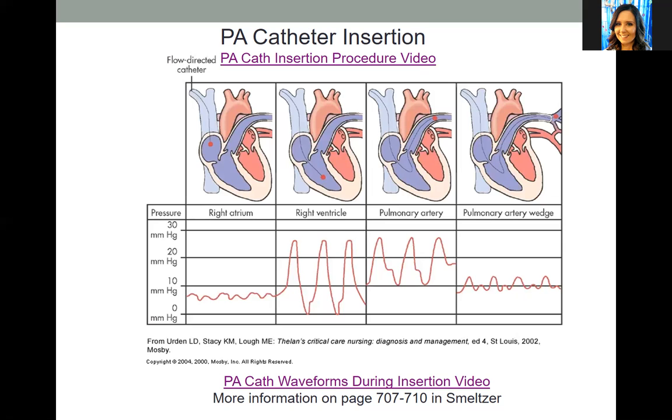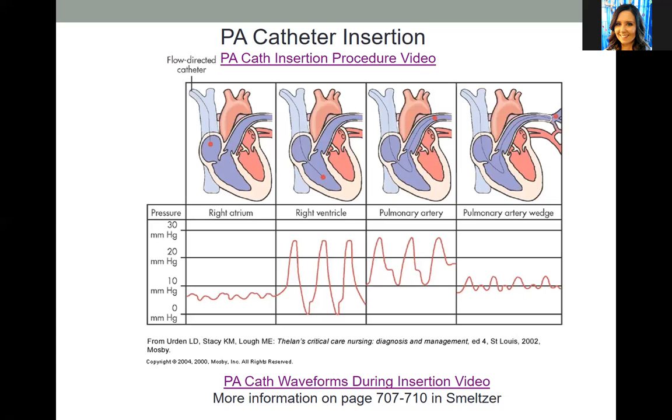We can, if they need to, DC the PA catheter. It's just like DCing a central line. However, as nurses, it is not in our scope of practice to advance that catheter back into the pulmonary artery. Only a healthcare provider can do that.